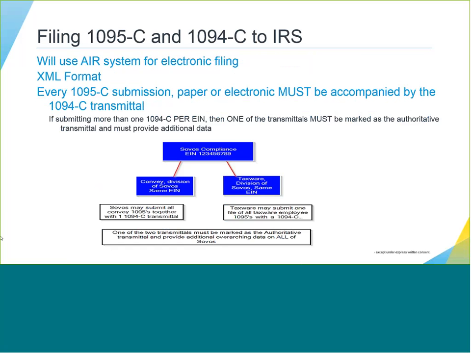So the way that Sovos is going to be able to meet these requirements is when it comes to the 1095-C or 1094-C, we will be using the AIR system for all electronic filing. The key is that this is being delivered in XML format, and every 1095-C submission, whether paper or electronic, must be accompanied with a 1094-C transmittal. So as you can see here, even if we have one parent company and multiple subsidiaries, somebody still has to be identified as the authoritative transmittal, and all of the information must be sent to the IRS, both for the parent and the subsidiaries.